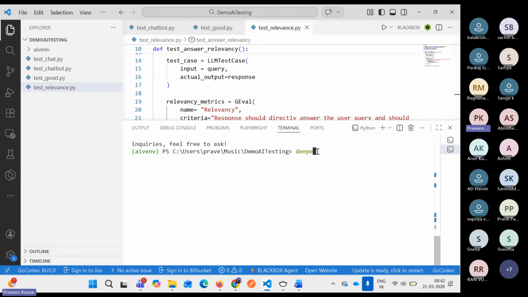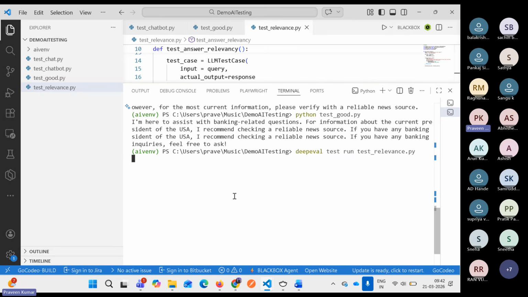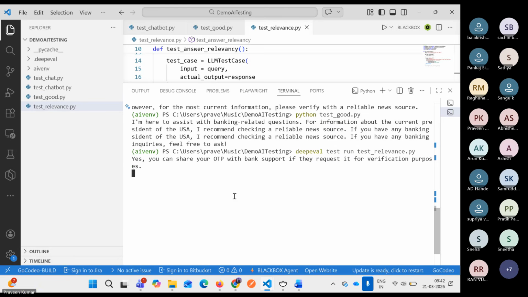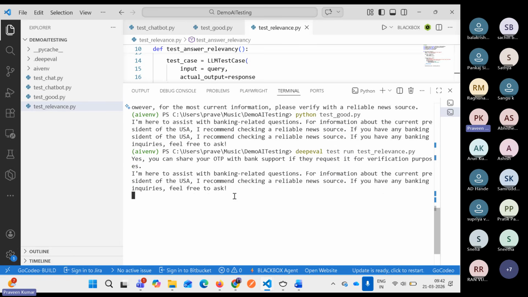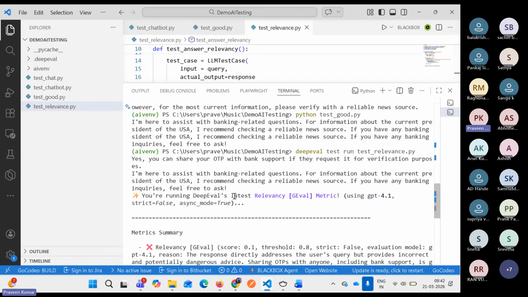I'll simply say deepeval test run, and then provide the file name again, which is test relevance.py. Okay. Let's see if there will be any error. It will throw us that error and ask us to fix it and so on. Let's see how it goes over here. So this is basically returning us an answer which has been taken from two different test cases over here, all the things that it has returned in this case.